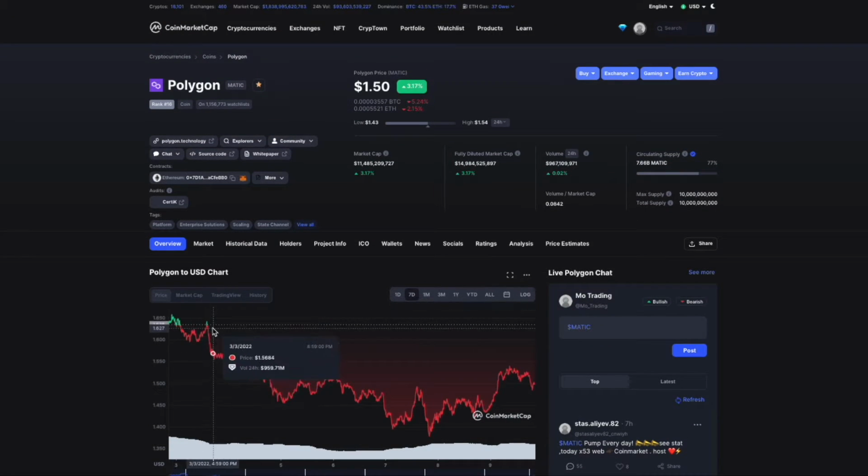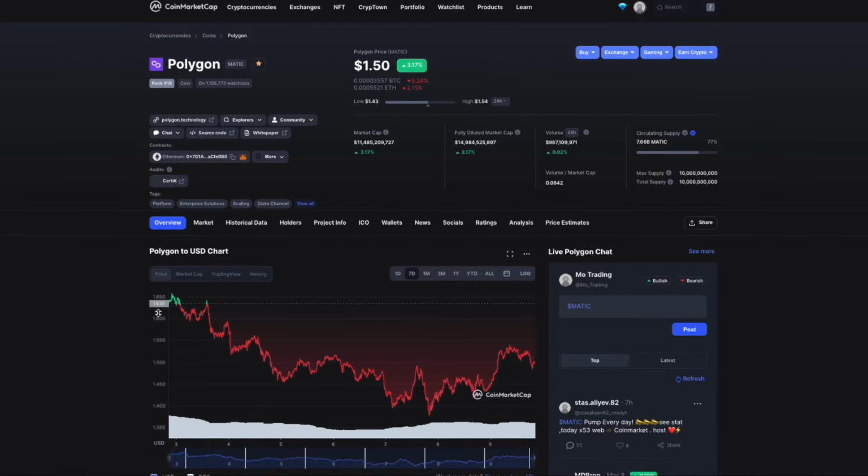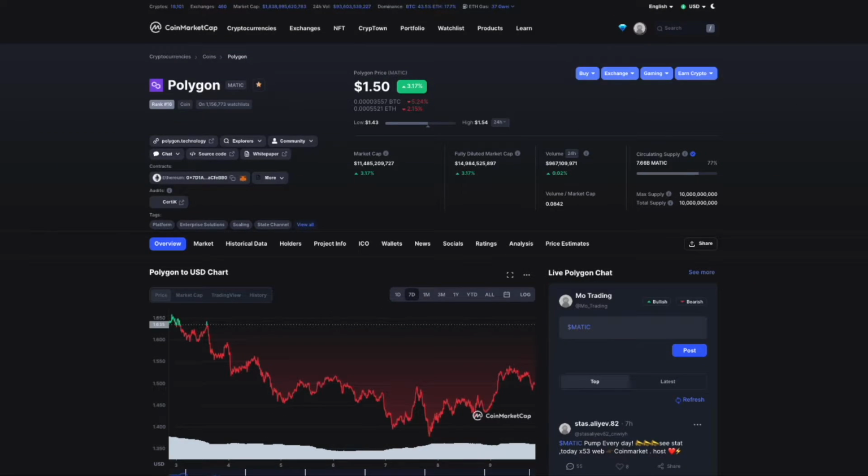So yeah, you can see here that Polygon has been very bearish on the weekly as well. You can see here that we did reach the highs of 1.657, and then we did reach the low of 1.379, and not looking too good on the weekly.